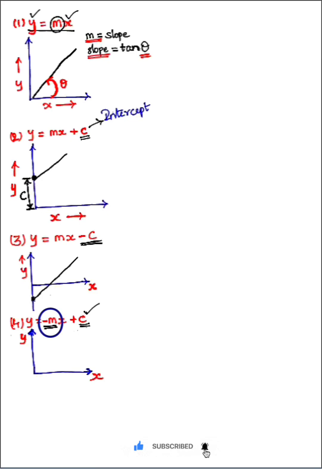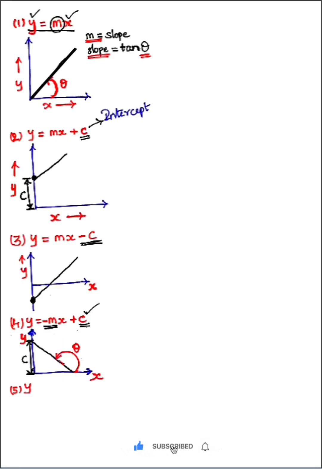Slope is negative means tan theta is negative. That means the angle is obtuse, right? So the curve is going to be like this. From the origin to the point where the curve starts, it's going to be the intercept, right? And this is going to be theta over here, which the curve makes with the positive x-axis in the anti-clockwise direction, like this.